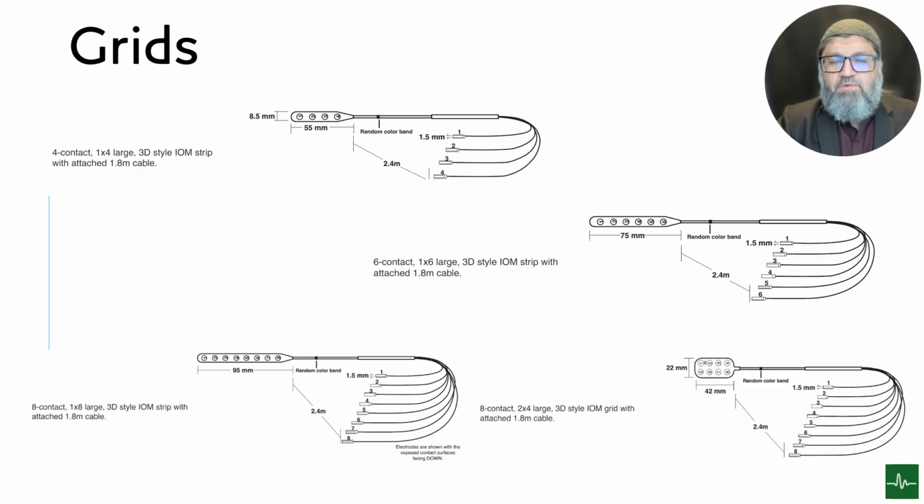So there are different types of grids that we can use for cortical stimulation and recording for phase reversal. They come in 1 by 4, 2 by 4, 1 by 6, 1 by 8, 4 by 4, and 8 by 8. Depending on the size of the exposure and the area which we are trying to reach, we can use the grid of the appropriate size.